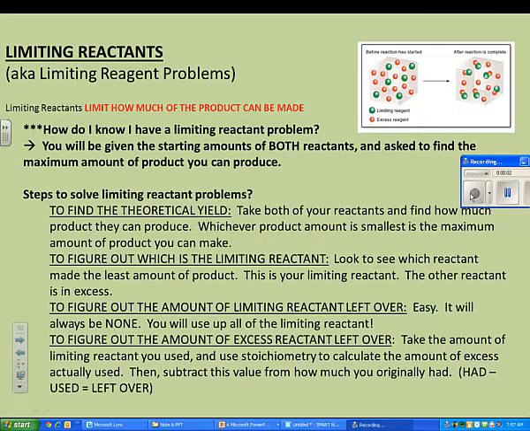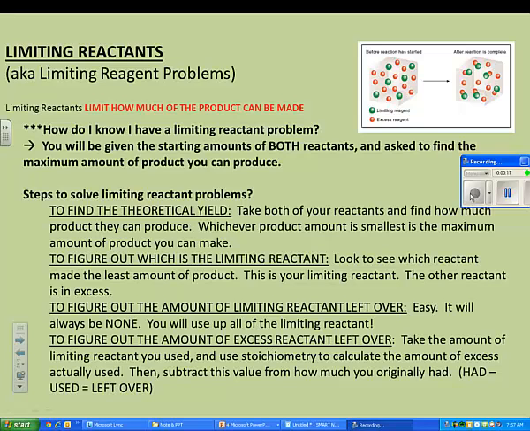Alright, this will be your last video for the unit. This one's going to cover limiting reactant and limiting reagent problems. These do take a lot of work. They're not necessarily hard, but you do need to understand the process because we can ask you a lot of questions based off of limiting reactants.